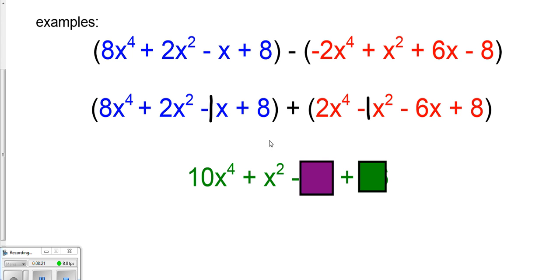Now we go on to our x terms, negative 1 and negative 6, which add up to a negative 7. Positive 8 and positive 8 for our constants become positive 16. So this would be our answer if we took this blue one minus this red one.